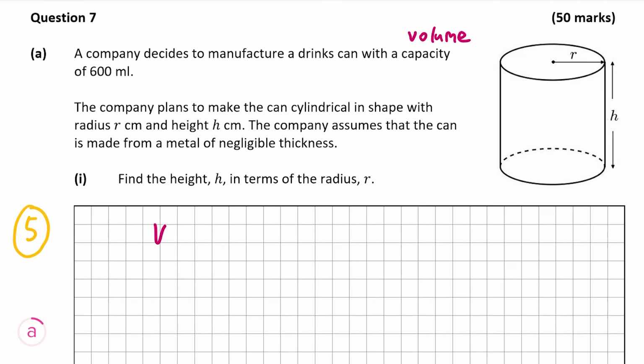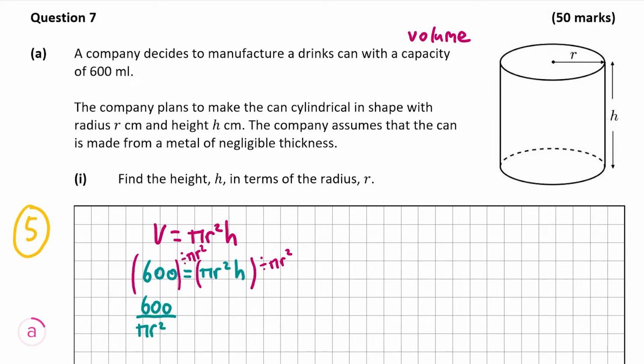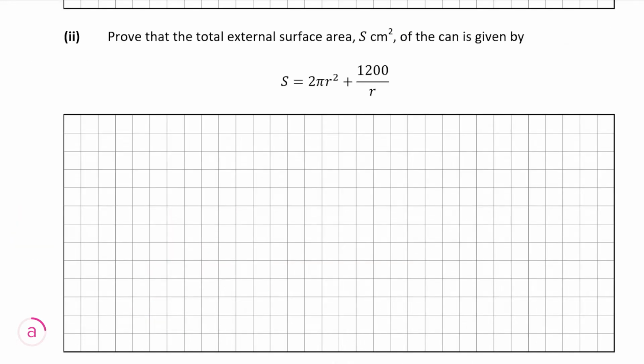So the formula is v is equal to pi r squared h. We know that v is equal to 600. We don't have r or h. As I said, I want to have h by itself, so I'm going to divide both sides by pi r squared. So 600 divided by pi r squared is just 600 over pi r squared, and then pi r squared h divided by pi r squared is just going to be h. So there we've written the height in terms of r, and that's h is equal to 600 over pi r squared. So that's our answer for A part 1, and now we're going to look at A part 2, and this is also worth 5 marks.